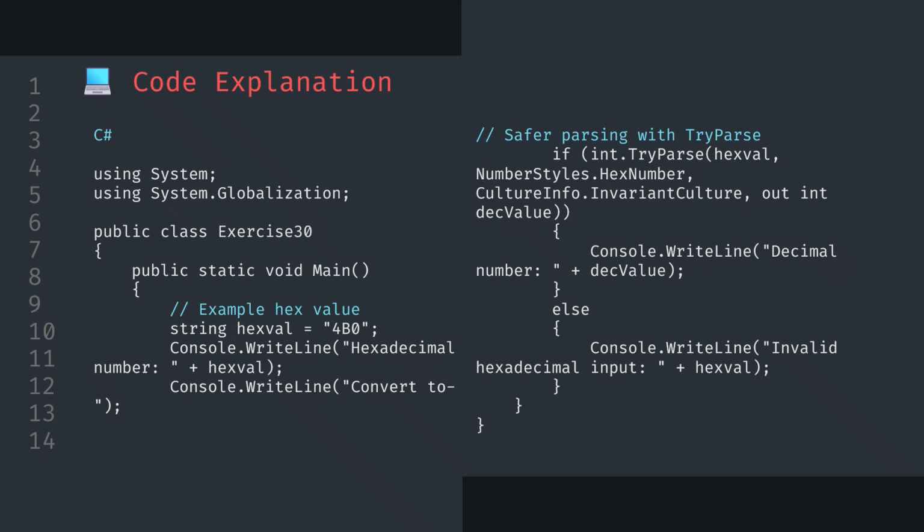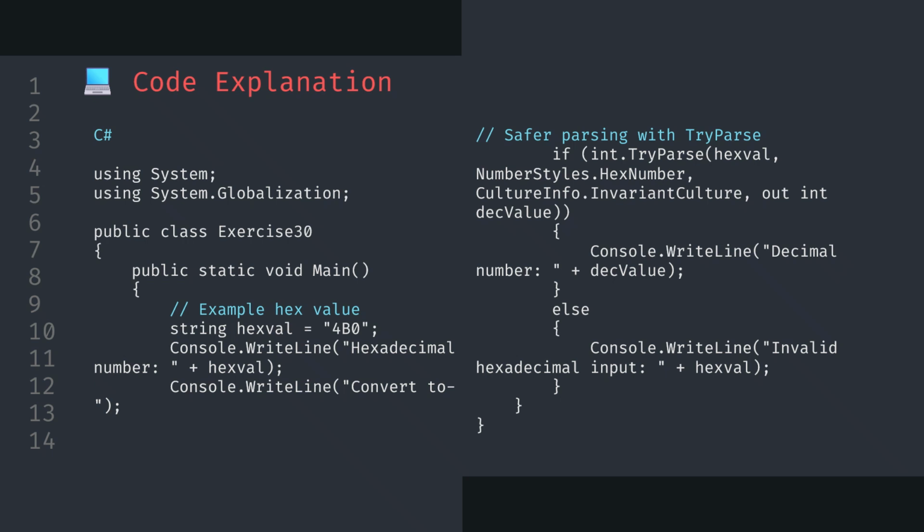Here's the code I recommend. int.TryParse with NumberStyles.HexNumber interprets the string as base 16. TryParse returns a boolean and avoids exceptions on invalid input, perfect for robust apps. We pass CultureInfo.InvariantCulture to ensure consistent parsing regardless of locale. If parsing succeeds, we print the decimal value. Otherwise, we print a friendly error.